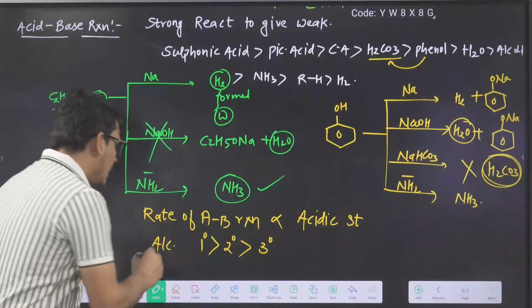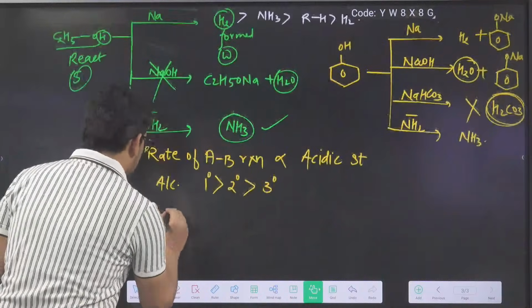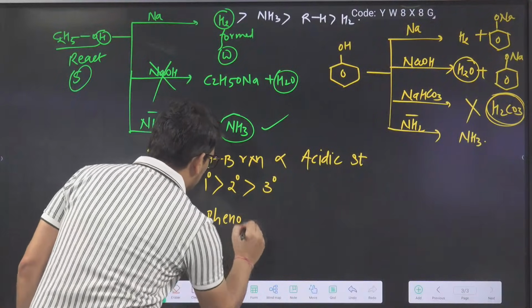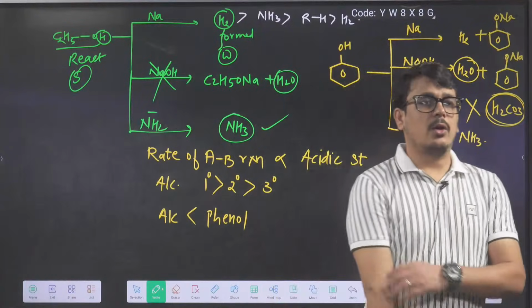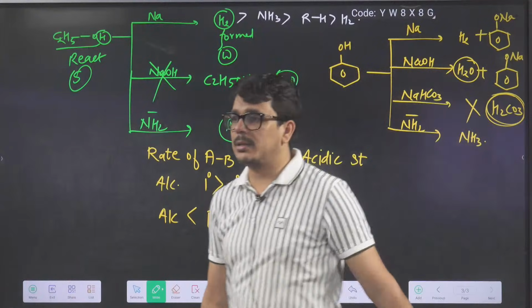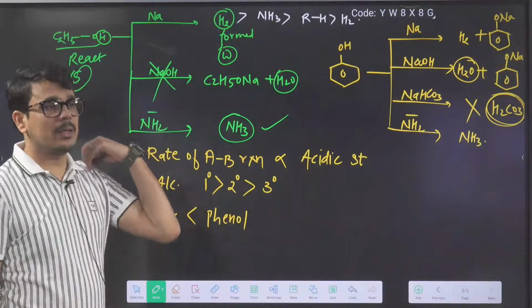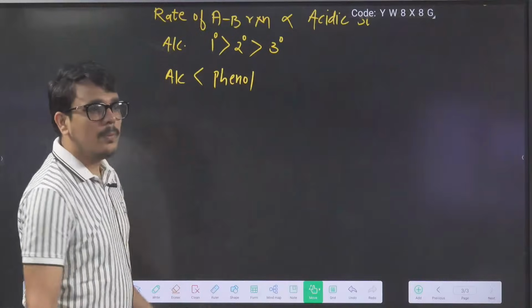And if I said alcohol and phenol, which one is more reactive? Then the answer will be phenol. Phenol is more reactive than alcohol towards acid-base reaction. Reason? Because of its acidic strength. Clear to everyone? Yes or no?